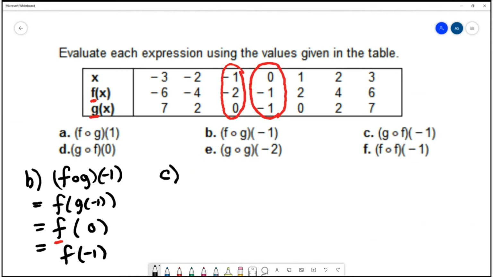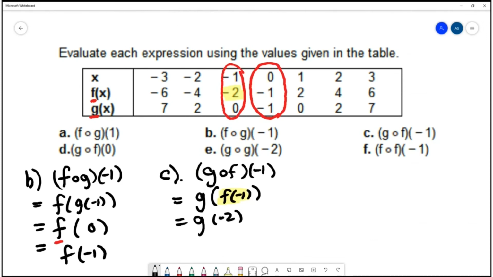Let's try another one. In part C, we have g composed with f of negative 1. This is g of f of negative 1. Let's focus on f of negative 1. F of negative 1 is negative 2. G of negative 2, let's use a different color there. G of negative 2 is 2.